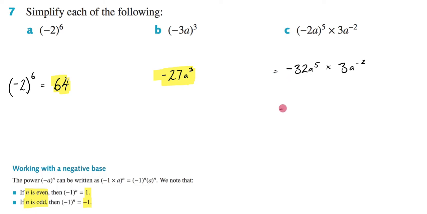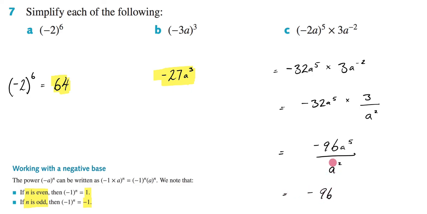I can now fix this up a little bit. It's going to be negative 32a^5 times 3. Now, I want to make this a positive, so I'm going to bring that down to my denominator, over a squared. Now, 32 times 3 is going to be 96, so minus 96a^5 over a squared. So now I'm using my second index law, which tells me I subtract these indices. 5 minus 2 is a^3. And that is going to be my answer, minus 96a cubed. Hopefully this was helpful.